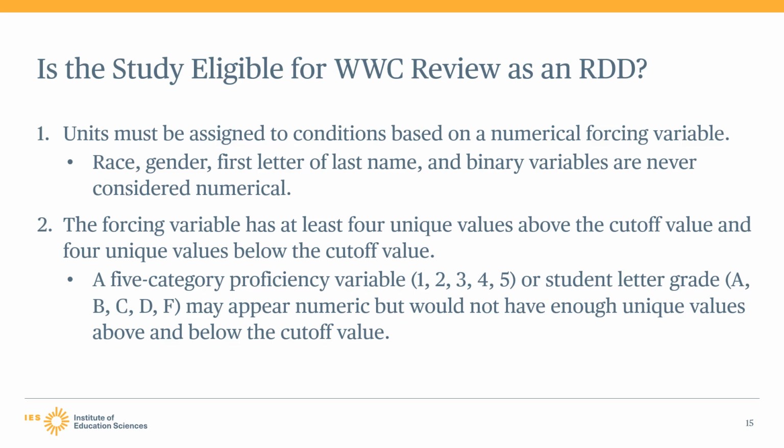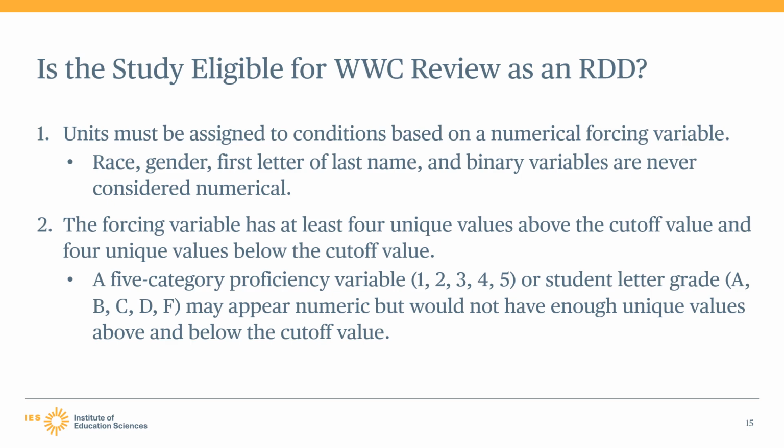The second unique eligibility requirement is that the forcing variable must include at least 4 unique values below the cutoff and at least 4 unique values above the cutoff. This is required to ensure that the outcome forcing variable relationship can be credibly modeled. For example, a 5-category proficiency variable that ranges from 1 to 5 may be numeric with a clear ordering of values, but it would not have enough unique values to satisfy this requirement.